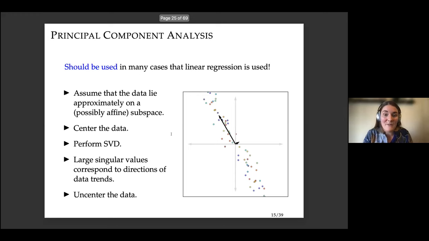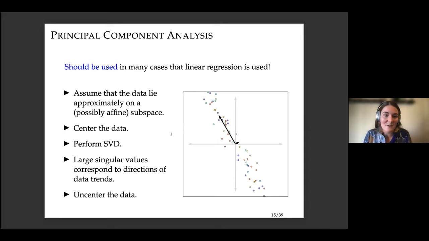So one comment I want to make is that a lot of times linear regression is used when it should not be used, because linear regression has some sort of assumption of a dependence, whereas principal component analysis does not. So principal component analysis should take the place of linear regression in a lot of places that linear regression comes up. But of course, not all data is approximately affine. So this is a method that can be used to define other methods and can be a good inspiration, but it's also something that's pretty easy to perform.